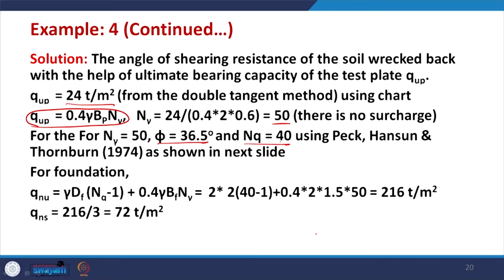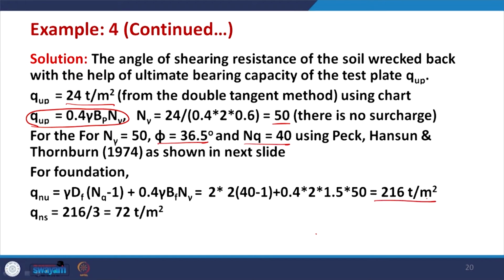Now, using this data, we calculate the ultimate bearing capacity for the footing. Because ultimately we need to find the net safe bearing capacity. So, QNU is calculated from this relation: gamma Df (NQ minus 1), and again 0.4 is coming instead of 0.5 because your footing is a square footing. So, 0.4 gamma B gamma, but surcharge is there now. The surcharge will be gamma into Df, where gamma, the unit weight, is 2 ton per meter cube, and Df is 2 meter. So, gamma Df, this is q, and 40 is the value of NQ minus 1. Once you put all these numbers, you get 216 ton per meter square.